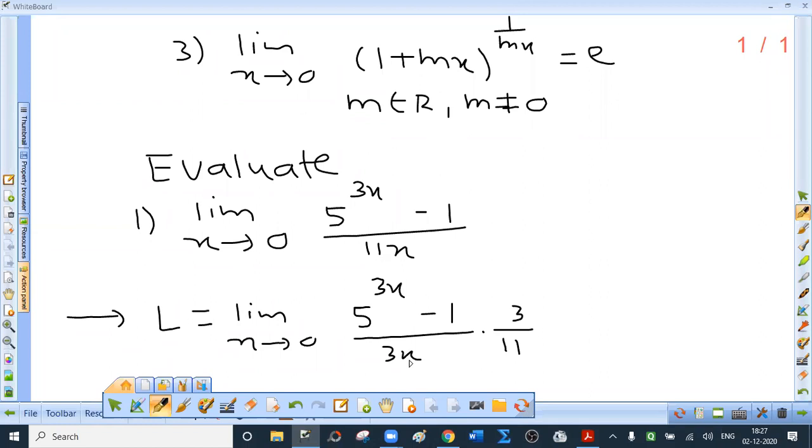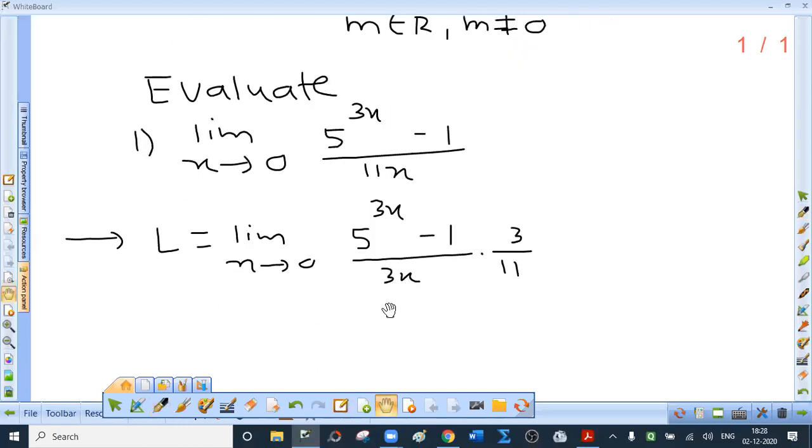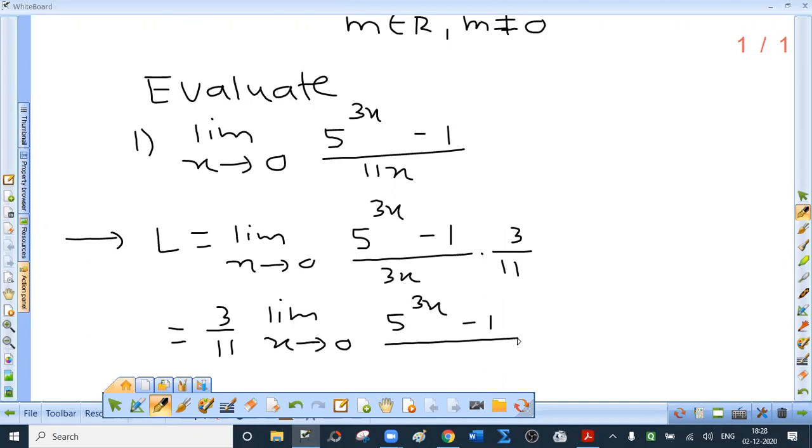But the original denominator is 11x. Please don't say add 8x to 11, because we cannot split the denominator, right? So to obtain the original function, I'll multiply it by 3 by 11. Check this, 3 gets cancelled, 11x, yes. Now the next step: 3 by 11 being a constant, you can write it outside the limit. So this is nothing but 3 upon 11, limit x tends to 0, 5 raised to 3x minus 1 upon 3x.